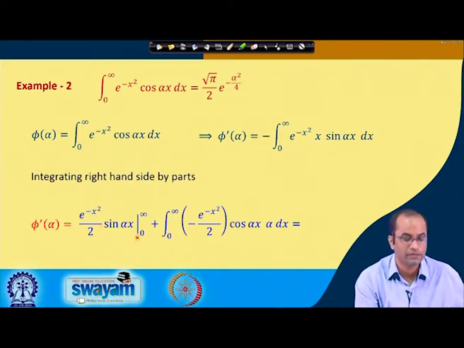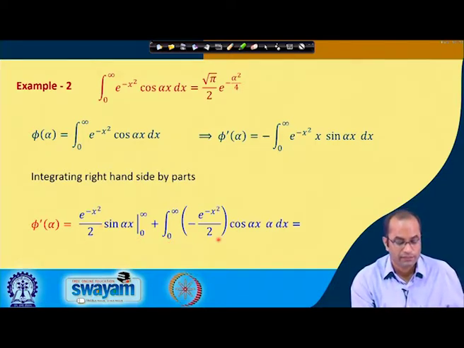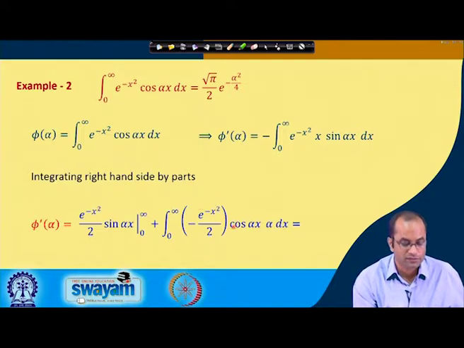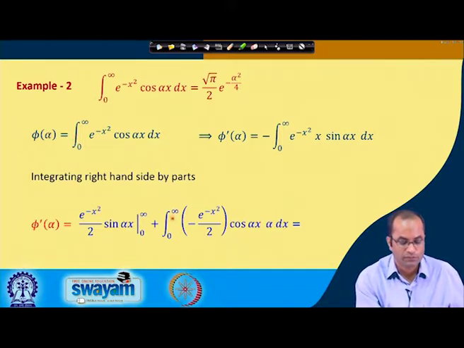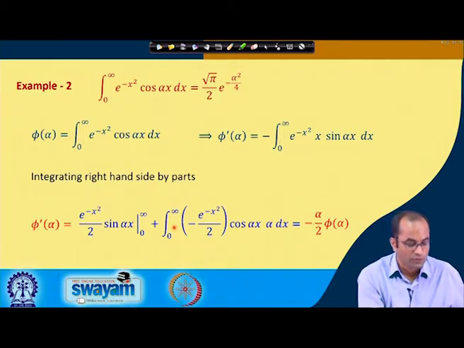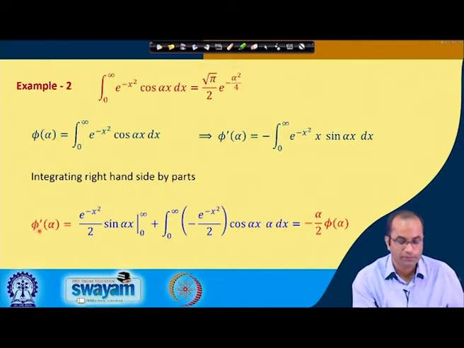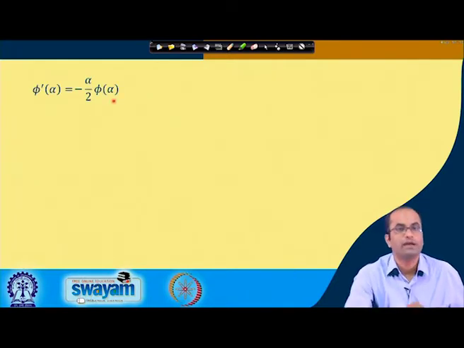So, the first term will vanish, and then the second one, we have this minus sign with half, and this e power minus x square cos alpha x, the same integral which we started with, phi a. So, this will be like minus alpha by 2 and this phi a, another same integral. So, we get this differential equation: phi prime alpha is equal to minus alpha by 2 and phi a.